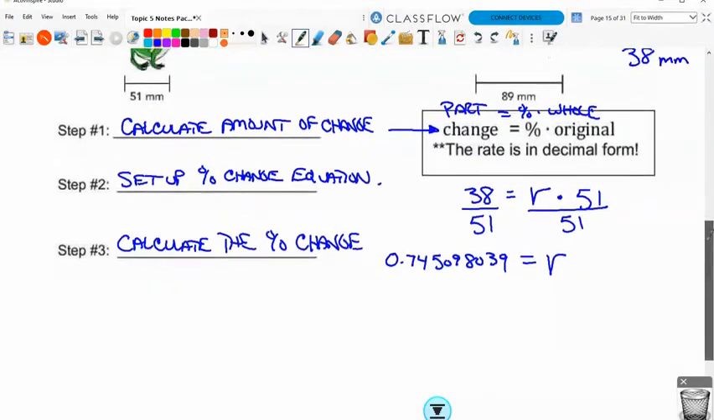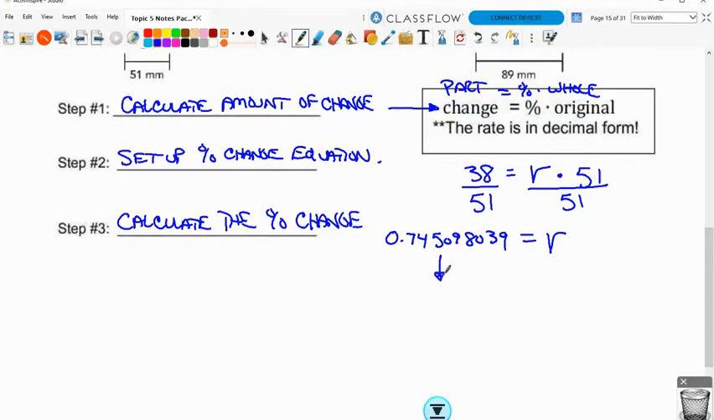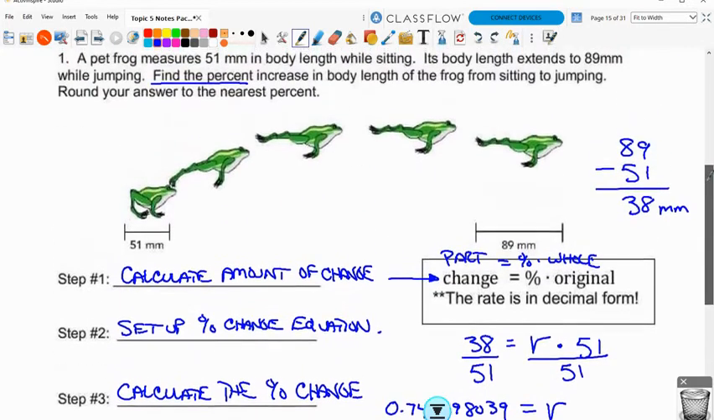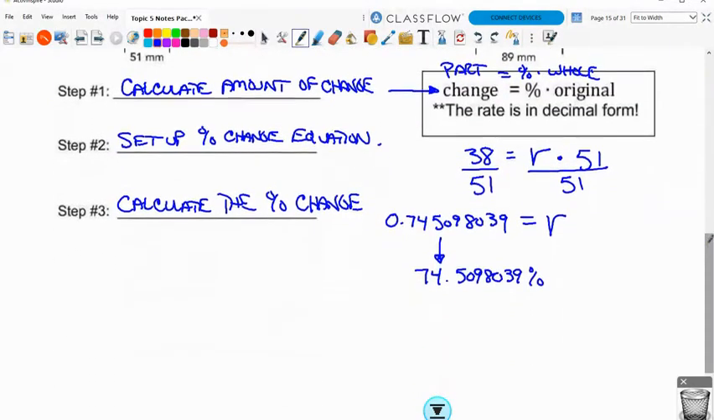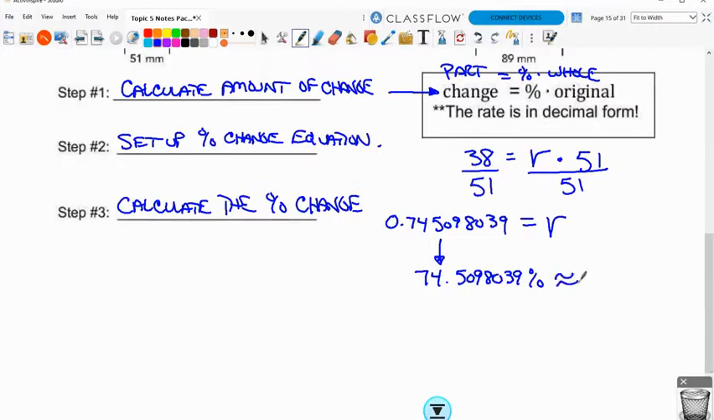So we're going to take this decimal and convert it into a percent. Remember, all you do is take this decimal and move it 2 places to the right. So our decimal point would end up here, meaning that the percentage is going to be 74.5098039%. If we reread the question one more time, it says at the end to round your answer to the nearest percent. So if we take a look at this number right here, it looks like 74%. We check the tenths place, we have a 5, which is enough to round us up to about 75%.